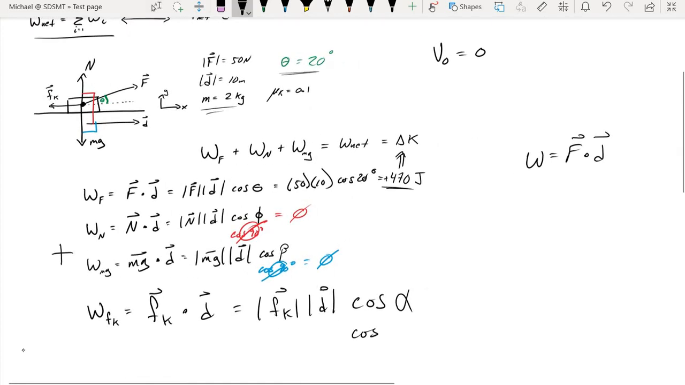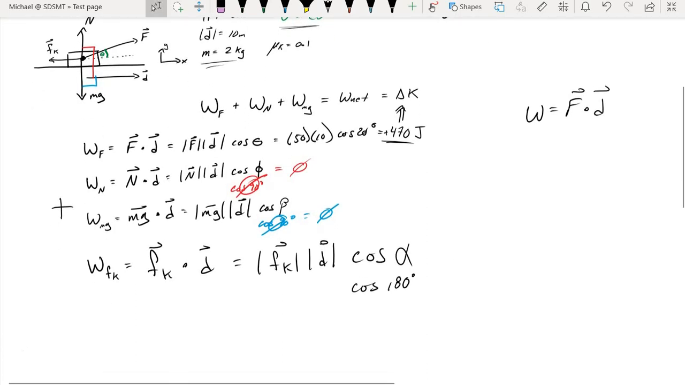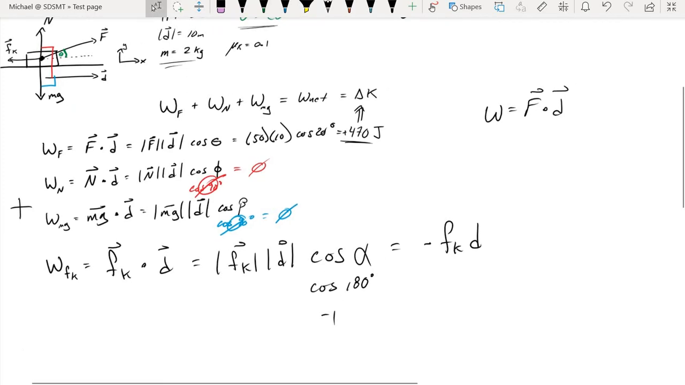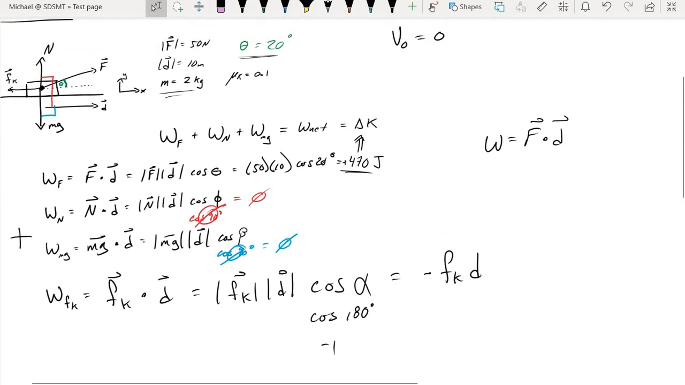That means we have cosine of 180. Cosine of 180 results in a -1. We have the magnitude of each, and so the work done is equal to negative F_k d. We know that the displacement is 10 meters, but now we need to know what the value of that friction force is. Back to chapter 6, where friction is fun.